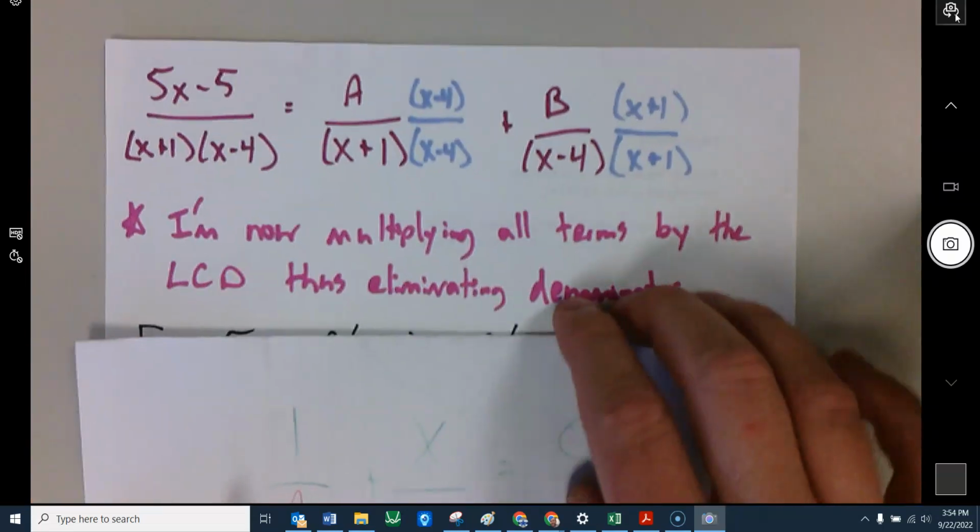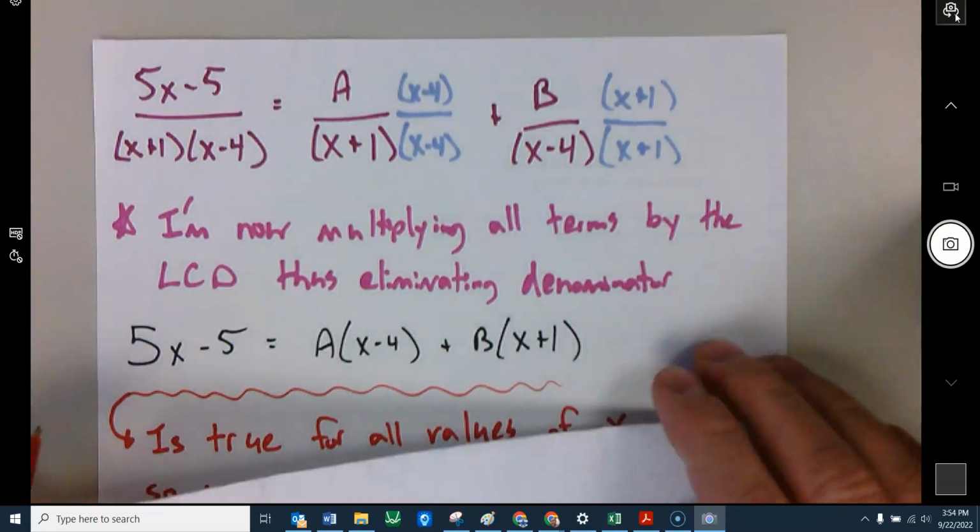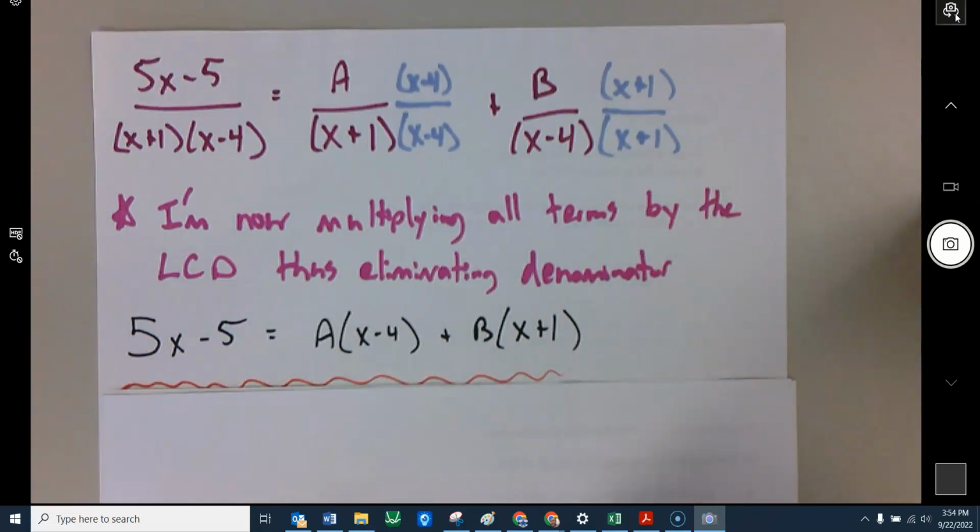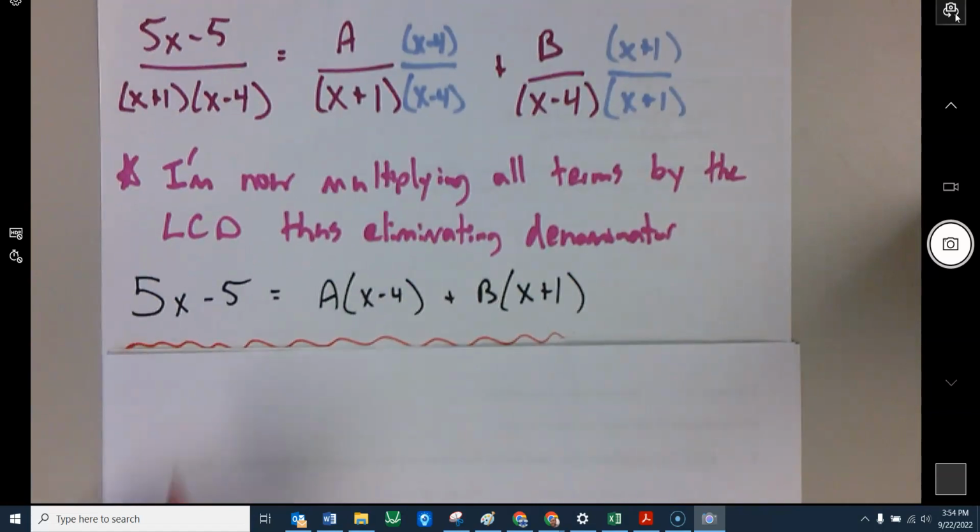It's the same thing here. Once we all have a common denominator, I can ditch those denominators. I don't even need them anymore. So I'm just going to write the numerators, and the numerators look like this.